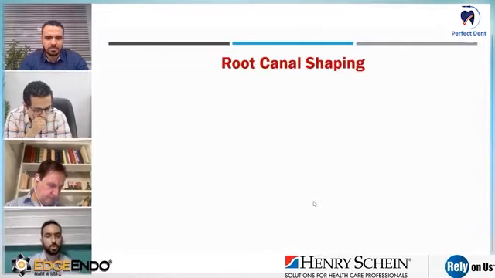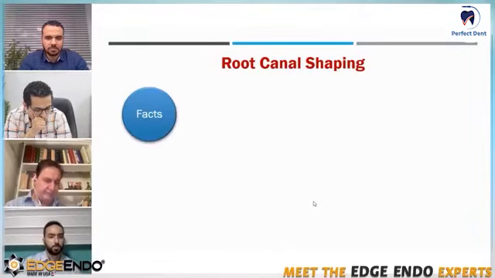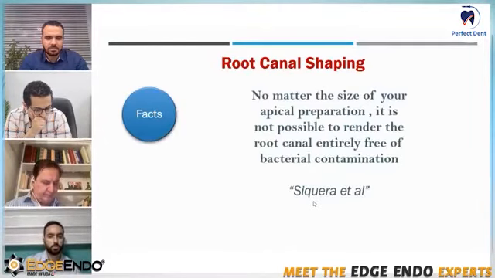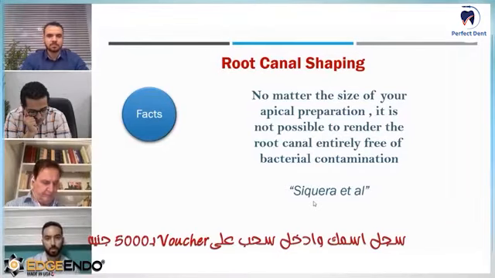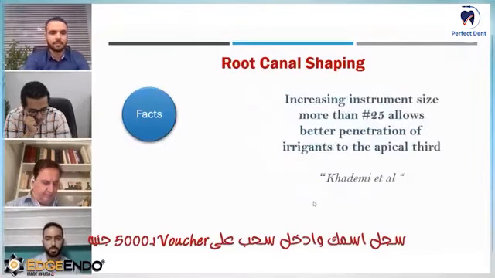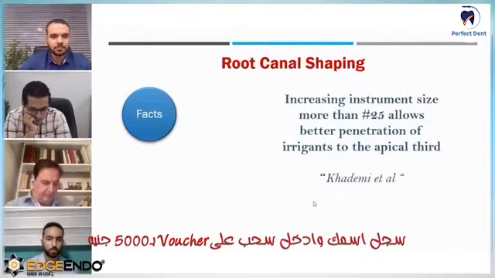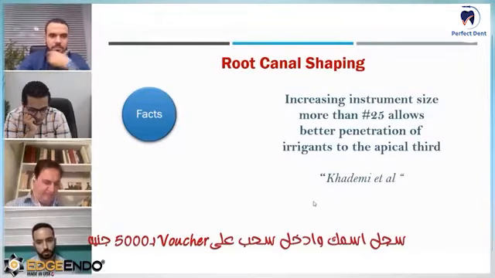Now, going through root canal shaping, again, starting with the facts, it's a fact that no matter the size of your apical preparation, it is not possible to render your root canal entirely free of bacterial contamination. We never get a 100% clean canal. I'm talking, of course, about necrotic and infected canals. The other fact is that increasing your instrument size to size 25 or more will allow for better penetration of irrigants to the apical third.